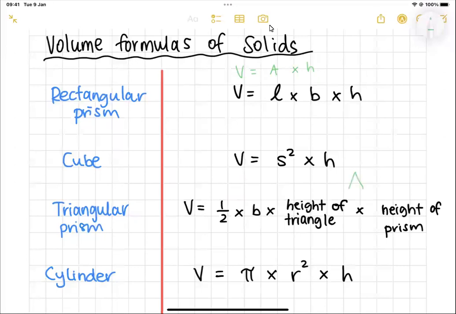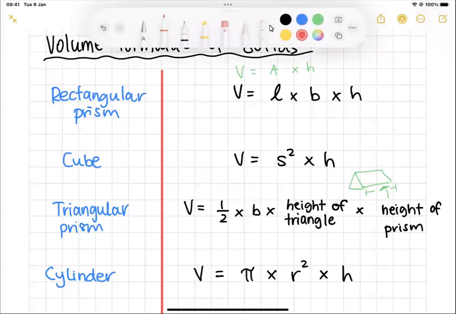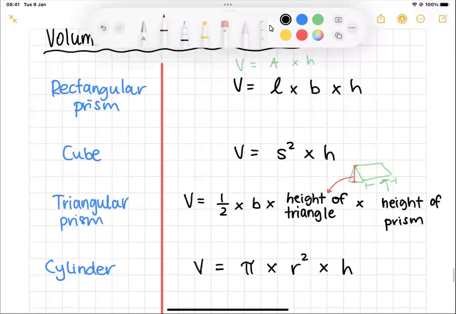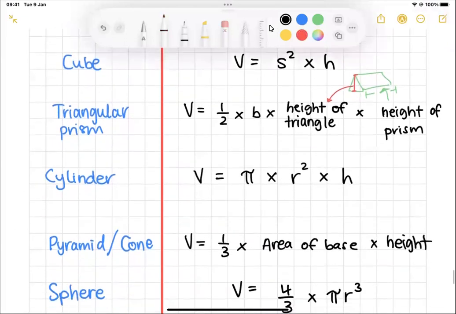Here I'm going to preface. So height of the prism means this part right here. If it is the height of the triangle, it's the stuff that's the inside of the triangle. Draw this out if you think that you're going to forget it. Please don't get those two confused.